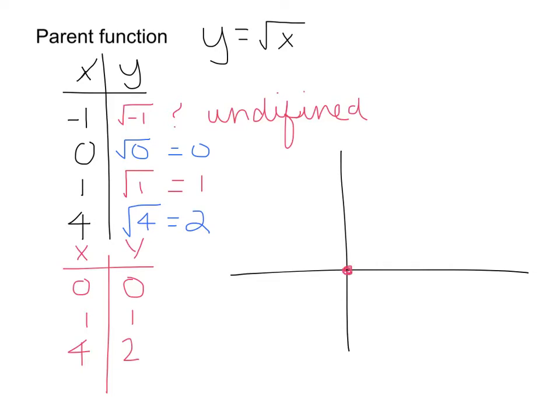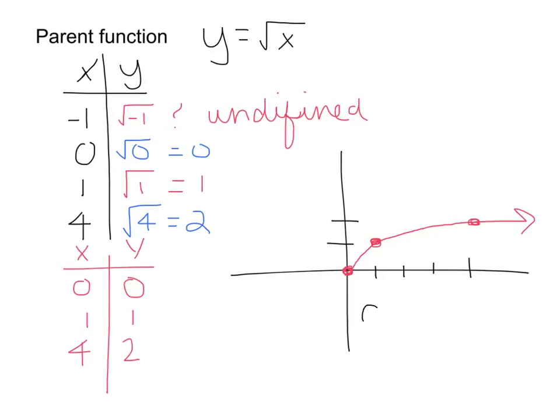Here's 0, 0, 1, 1, and then 4, 2. And your graph looks like this for square roots. We are then going to take those 3 points and shift them around.